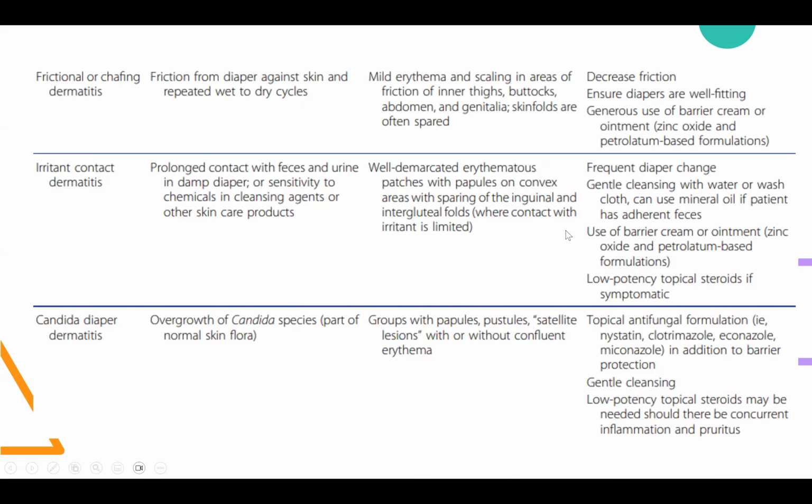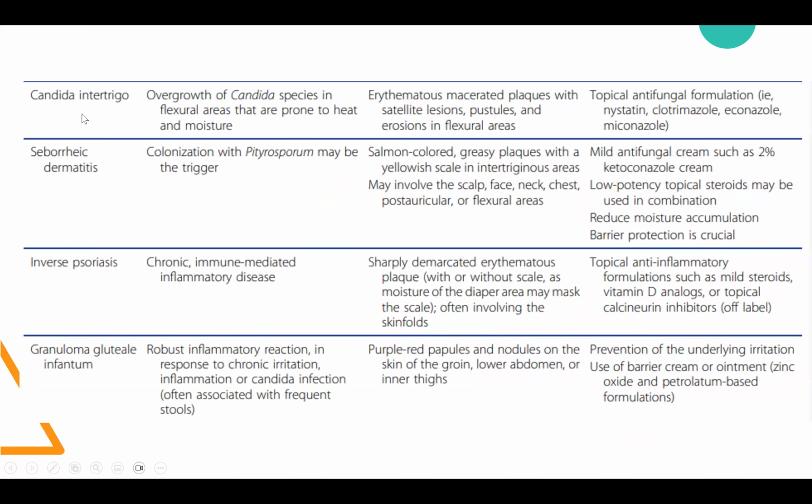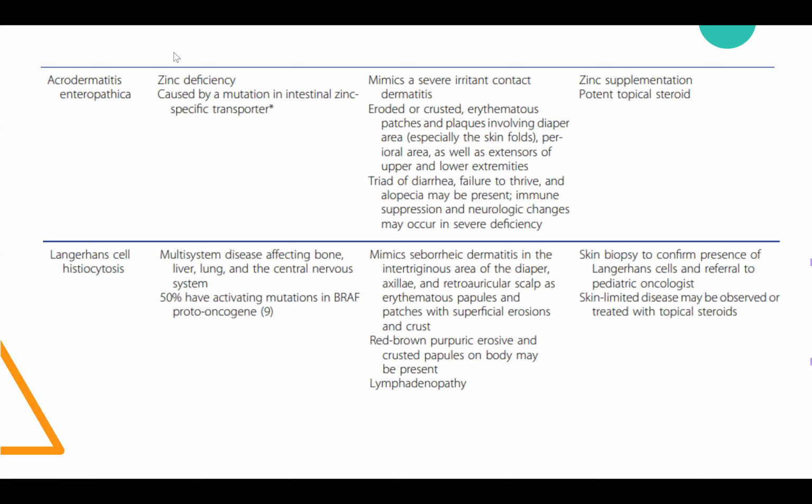These are differential diagnoses of diaper dermatitis: frictional dermatitis, irritant contact dermatitis, candidal diaper dermatitis, or intertrigo, seborrheic dermatitis that presents in atypical location like groin, or inverse psoriasis, granuloma infantum, etc. These are differential diagnoses of diaper dermatitis in cases where it is severe and not responding to treatment. It can be due to zinc deficiency presenting as acrodermatitis enteropathica, or it can be due to LCH also.